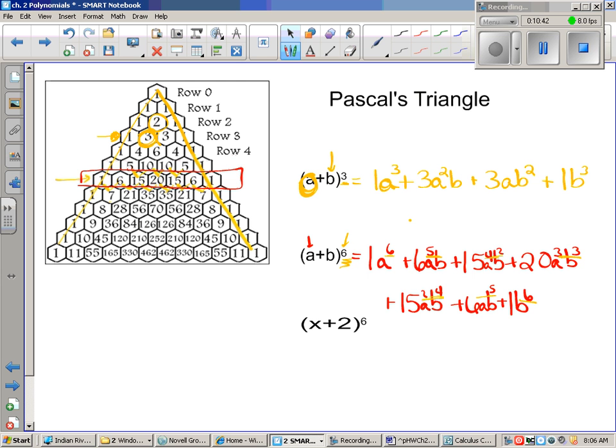We could have 6 A's and no B's. We could have 5 A's and 1 B, and how many ways can we get that? How many ways can we get 4 A's and 2 B's? How many ways can we get 3 A's and 3 B's, and so forth?